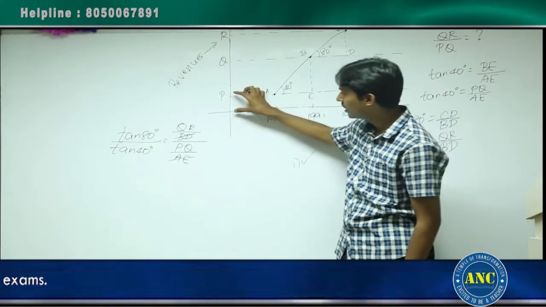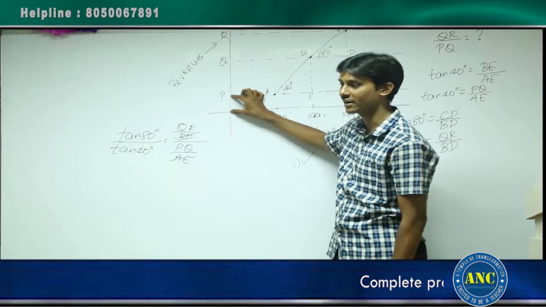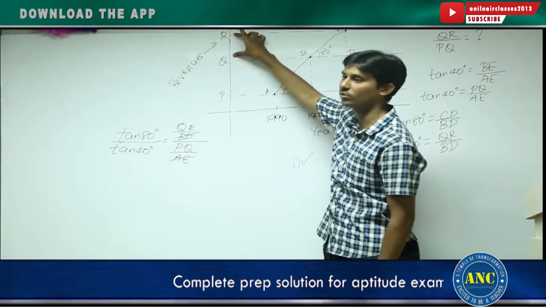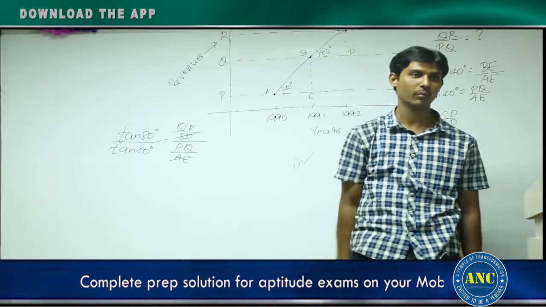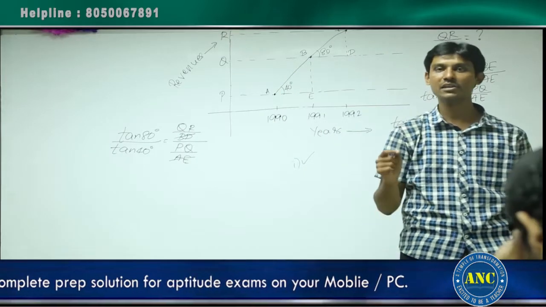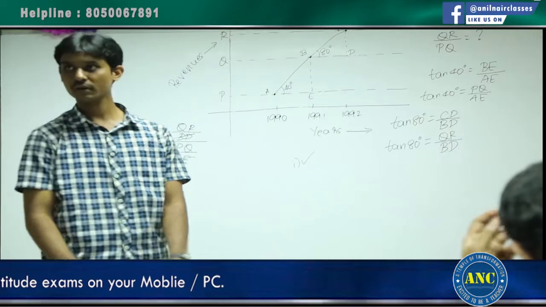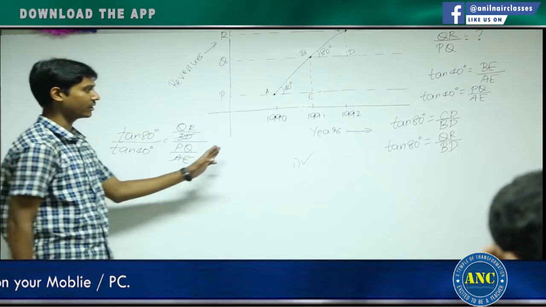Right? That means they are asking 1 centimeter is 100 rupees. We don't know whether this is 1 centimeter or this is 1 centimeter or this is 1 centimeter. No information is given about the y-axis. Understanding? Second statement will not give you a unique answer. Clear, right, Vinita?